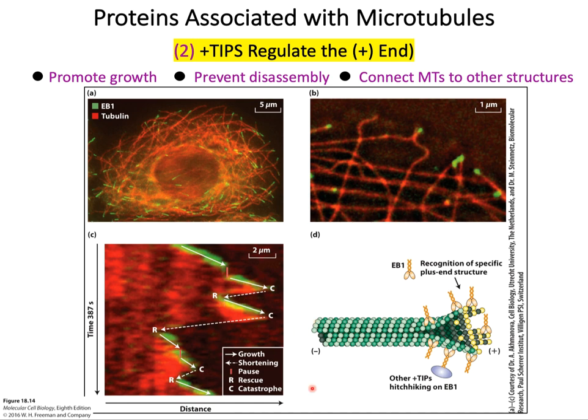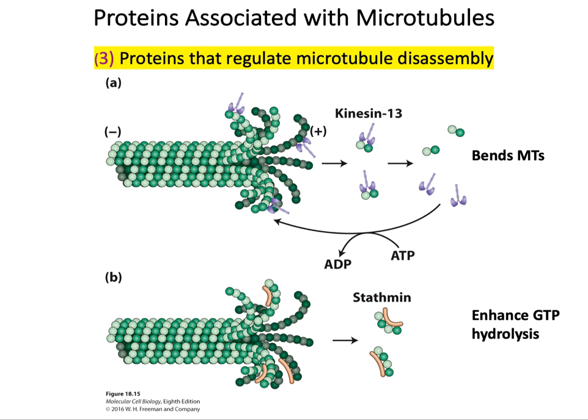This bottom right diagram, on the other hand, depicts the current view of how the end-binding proteins interact with the microtubules. It is thought that there is a special structure at the plus end that attracts the end-binding proteins to that particular portion of the filament, but further research is needed in these areas to prove this hypothesis.